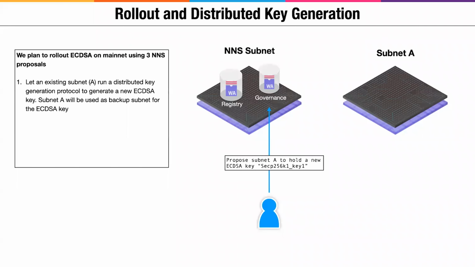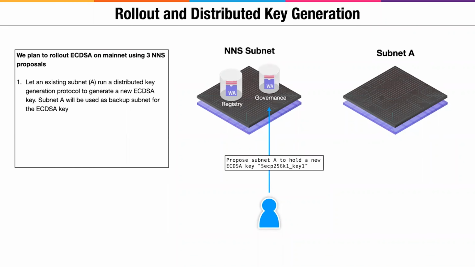let's now look at rollout and distributed key generation. So we do this using 3 different NNS proposals. So that's now how the key management comes in. So key generation, key distribution to other subnets, and enabling subnets for signing. So number 1 is generating a fresh ECDSA key. So that's what we are seeing now.